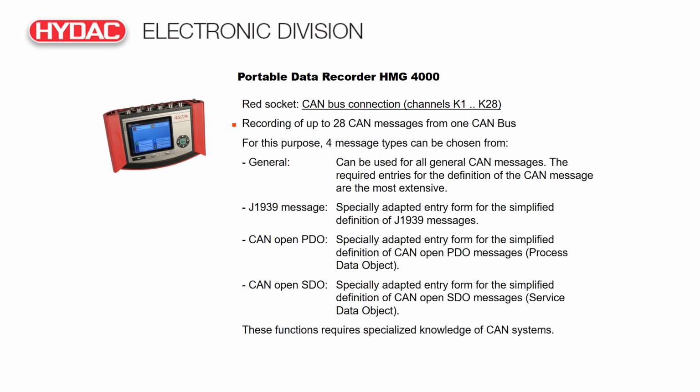Also for the CAN channel, if you don't use the HCSI sensors, you can connect directly to a CAN line on a machine. This could be for CAN open or J1939 protocol, and you can read up to 28 CAN messages.